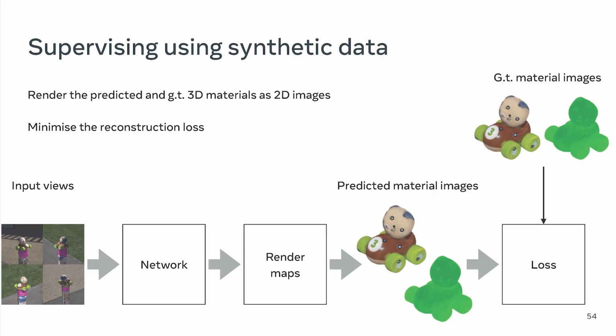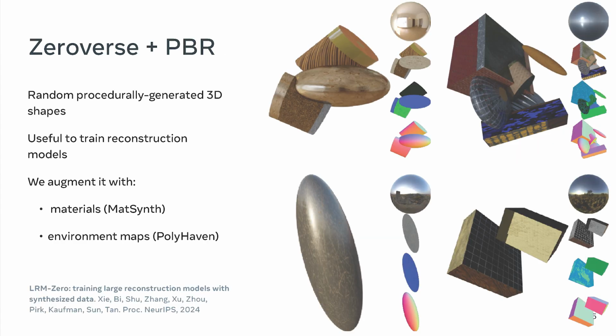You can definitely do that, but that requires knowing the ground truth values for albedo, illumination, and the materials, right? What happens if you do not? For that, you can, for example, use zeroverse, which is a randomized data set of random shapes, which we have augmented with random materials and random illumination, and that's fine. And that gives you already a very good model.